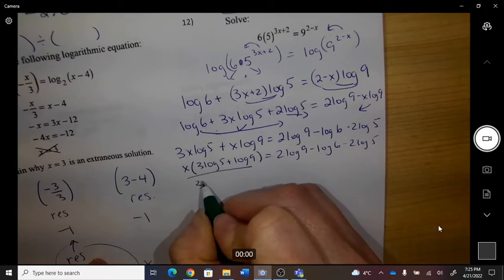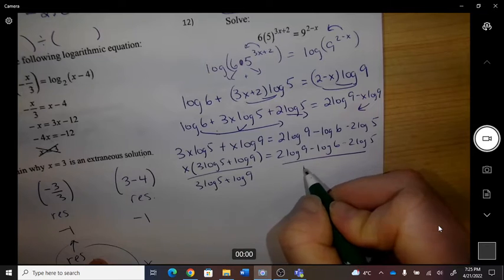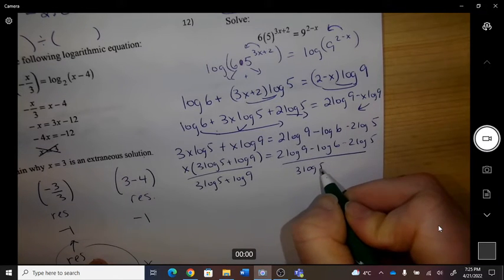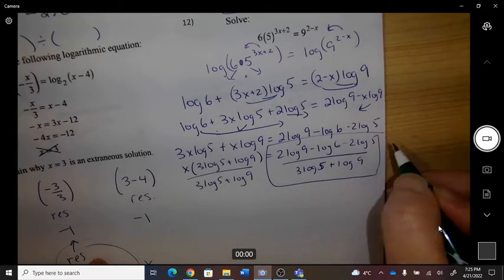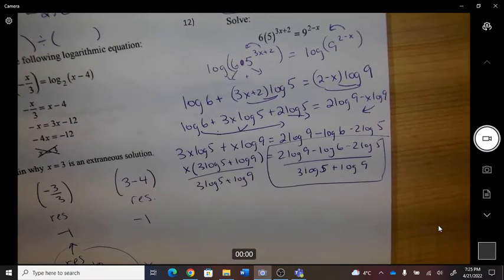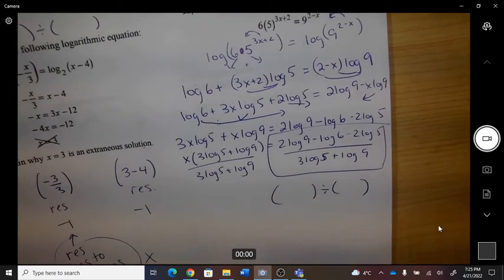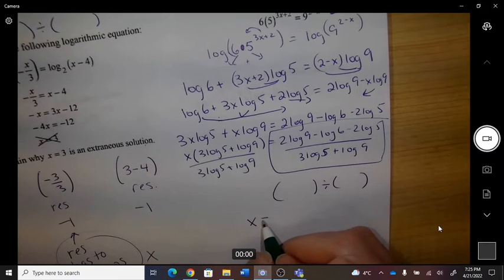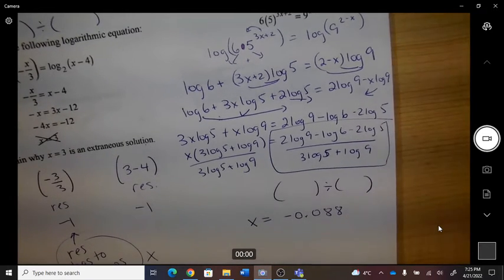And to get x alone, I will divide. So this is what I will be typing into my calculator. And don't forget to make sure that you're putting brackets, all that stuff on the top, divided by brackets at the bottom. And I'm going to get x to equal negative 0.088.